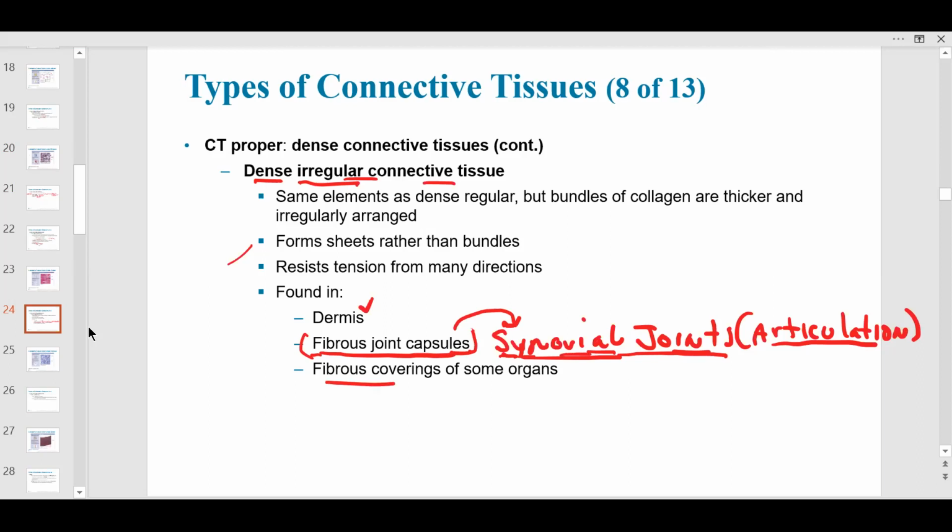So fibrous coverings of some organs, like the kidney, which is encapsulated like a tomato skin, right? It has that capsulation, and usually those connective tissue coverings are dense, irregular connective tissue. Like the epicardium of the heart is dense, irregular connective tissue. So if you ordered a heart or a kidney on Amazon, it would come nicely wrapped in dense, irregular connective tissue packaging.